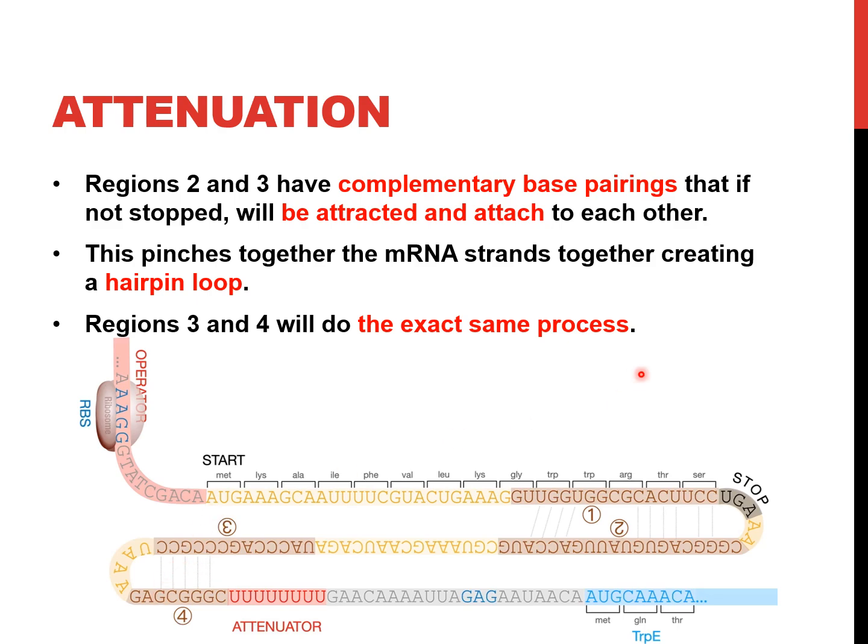So they all are attracted to one another. And depending on where the ribosome goes, that's where you'll see them actually come together. This pinches together the messenger RNA strand and it creates a hairpin loop. When it pinches together here like this one or like this one, you see that loop. And you'll see that more clearly in the next image. So regions 3 and 4 will do the exact same process as 1 and 2, or 2 and 3.